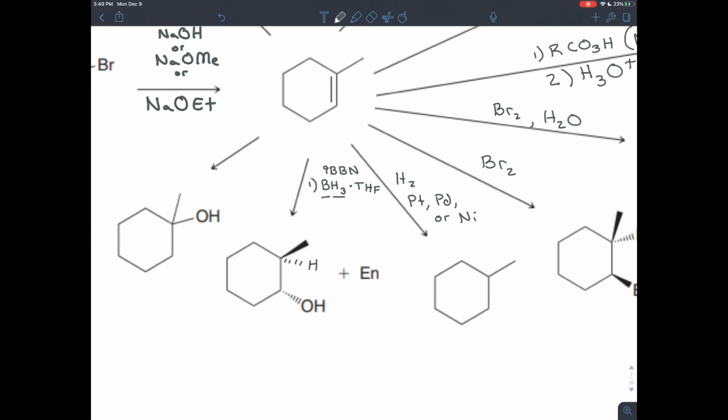That adds hydrogen and boron. That's the hydroboration. And then you have to replace the boron with an oxidation, with an oxygen. So you do an oxidation. You add hydrogen peroxide, H2O2, and sodium hydroxide.